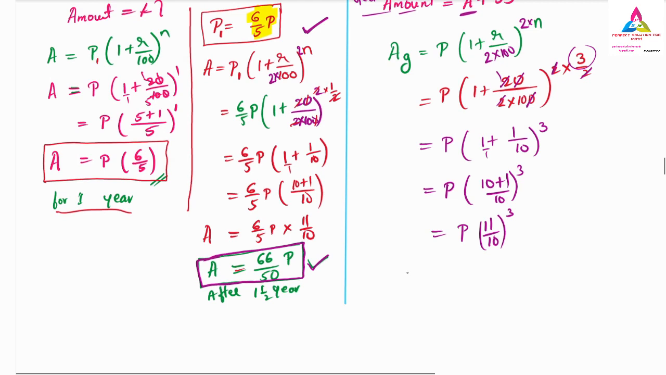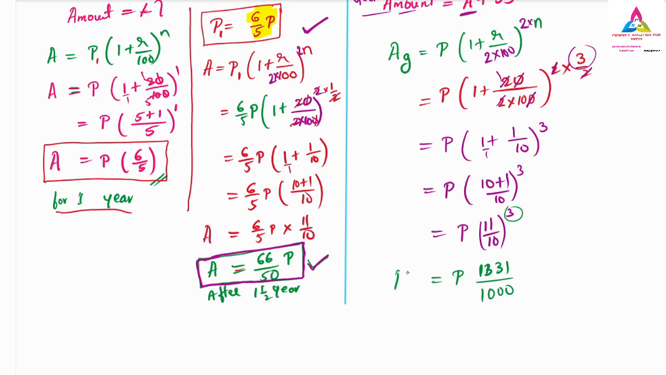What is that? 11 cube. 11 cube is nothing but 11 into 11 into 11. 11 into 11 is 121, and 121 into 11, if we calculate it, is P into 1331. Yes, it is 1331 only. And 10 cube is nothing but, down also we have to take the cube for 11 and cube for 10 also, so it will become 1000.